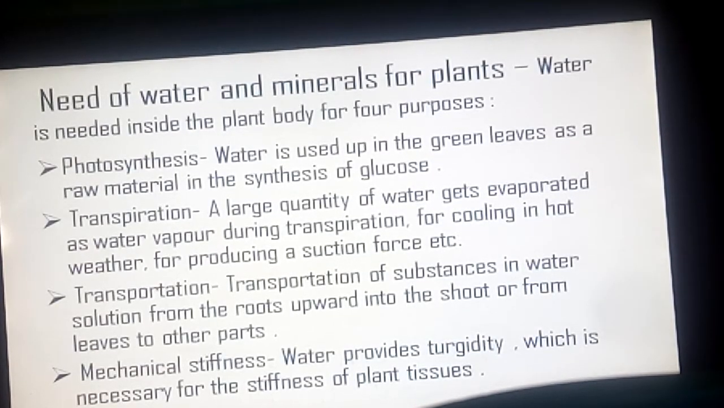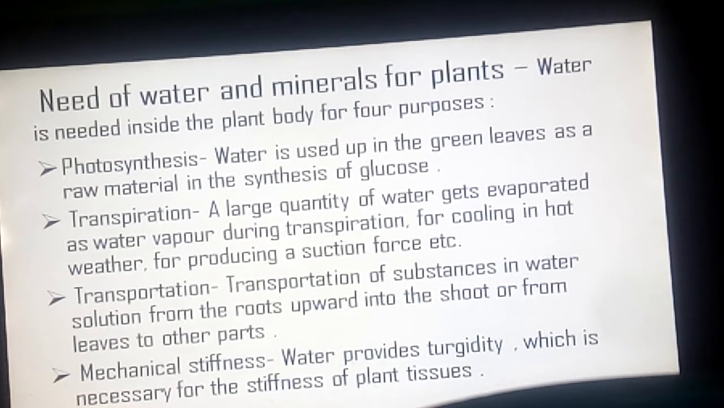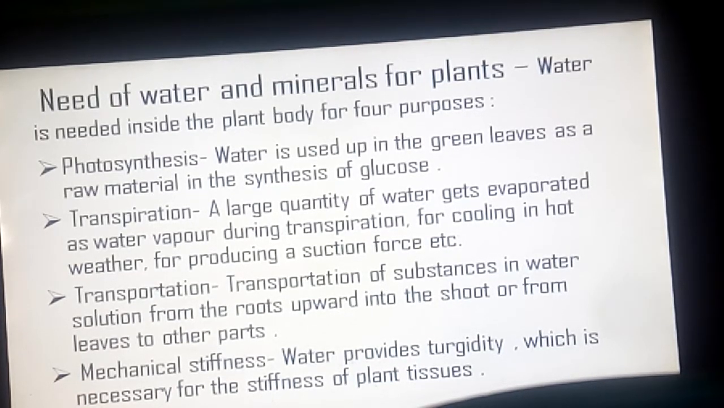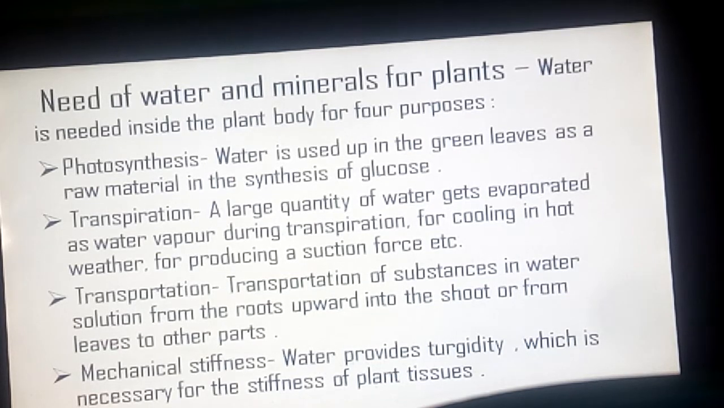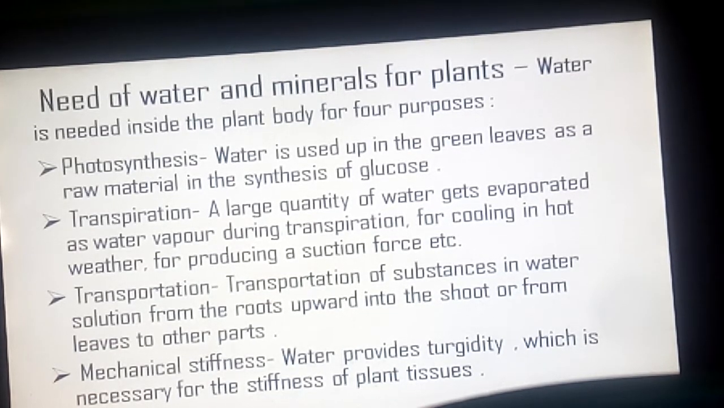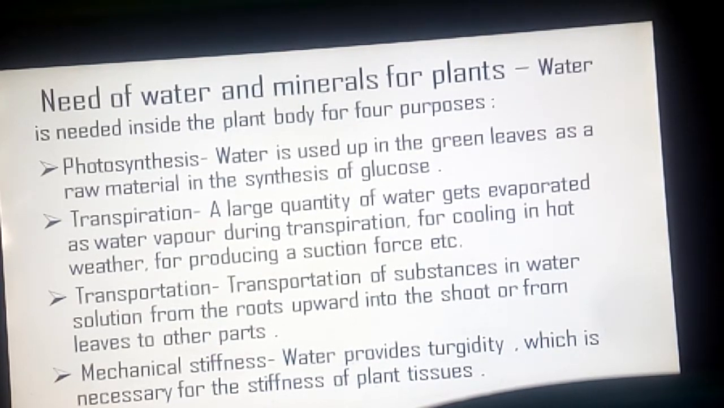Now, need of water and minerals for plants. Besides being a constituent of protoplasm, water is needed inside the plant body for four purposes. First, photosynthesis. Water is used up in the green leaves as a raw material in the synthesis of glucose. Second, transpiration. A large quantity of water gets evaporated as water vapor during transpiration for cooling in hot weather, for producing a suction force, etc.